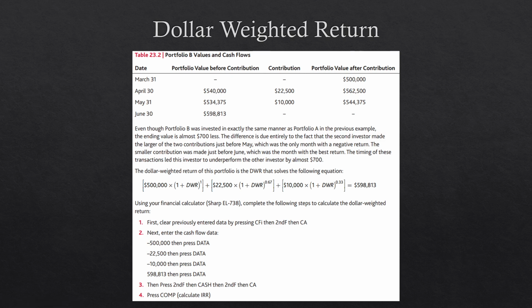And so to calculate this using the financial calculator, you want to go to the data button, and the first thing you'll put in is the $500,000, so that's the initial value of the portfolio. Then you want to put in the different contributions, so the $22,500 and then the $10,000, and then you finally put in the final value, the $598,000. Then you can just calculate the IRR by computing for that, and that will get you the answer to the question. Otherwise, you can write it out using the formula and solve for the dollar-weighted return.